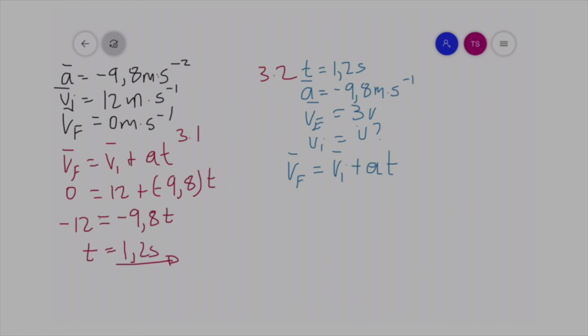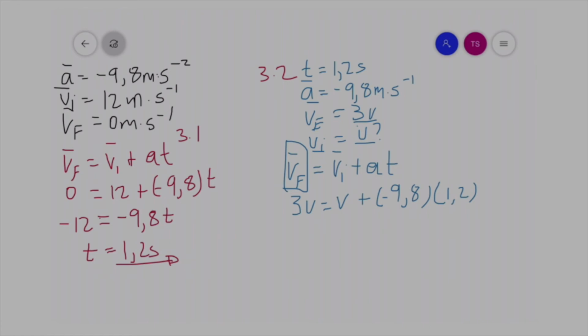AT, right? Now, what is our V final? Our V final is 3v, so 3v equals our V initial, they said it's v, plus our acceleration, negative 9.8, and then the time of 1.2 seconds, right?